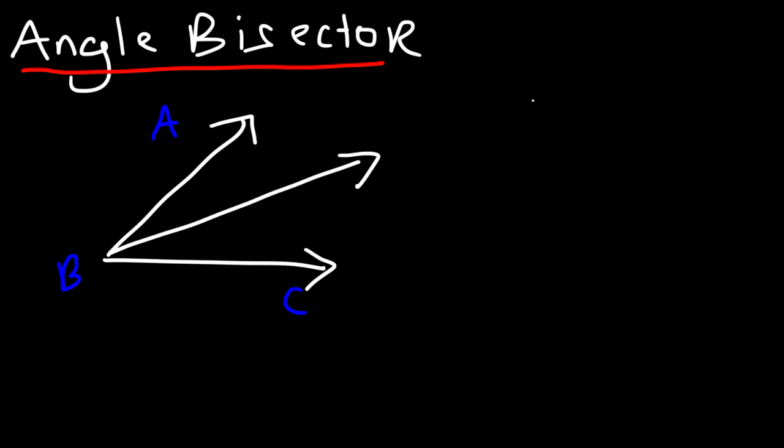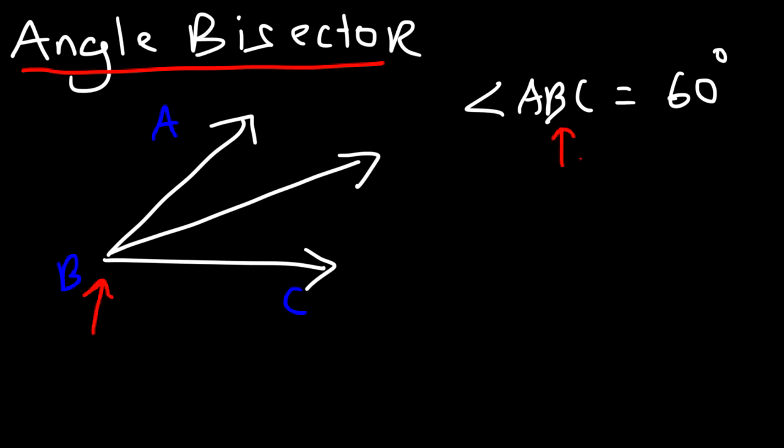So let's say that angle ABC is 60 degrees. By the way, when you name an angle, the vertex of the angle has to be in the middle. So you can call it angle ABC, or you can call it angle CBA. So B has to be in the middle. So if ray BD is an angle bisector, that means that angle ABD has to be 30 and angle DBC has to be 30.